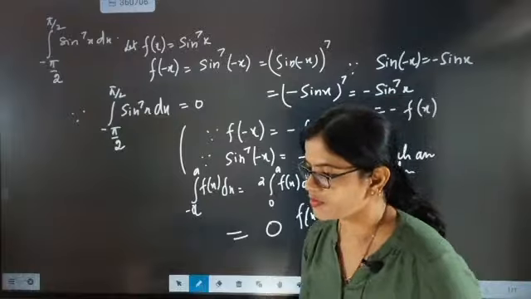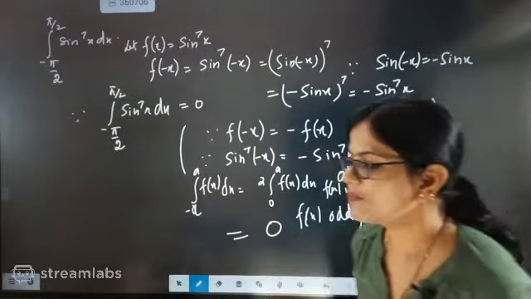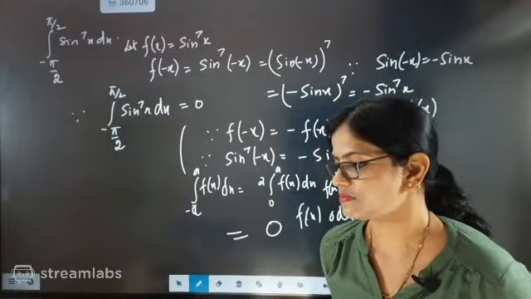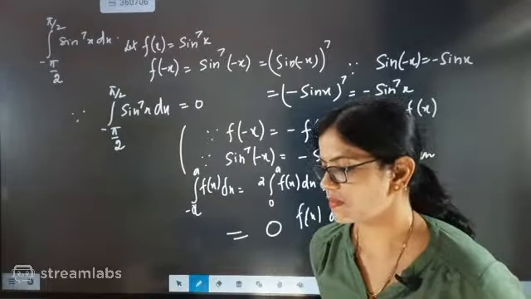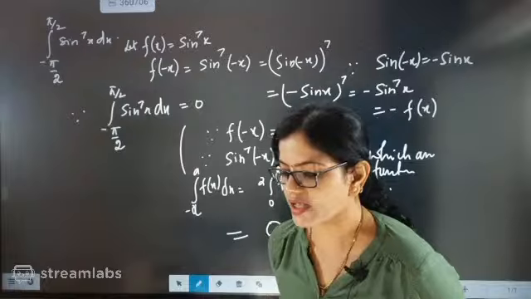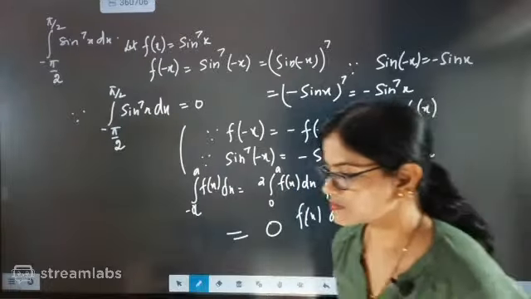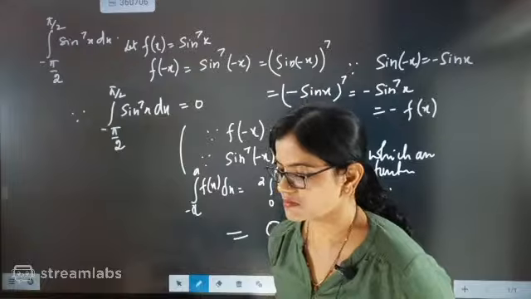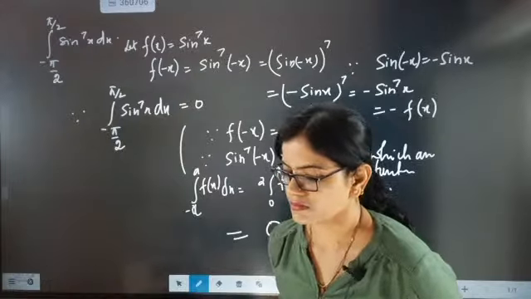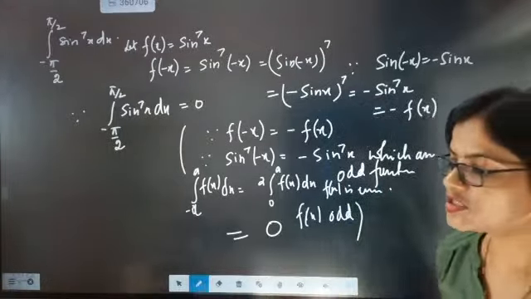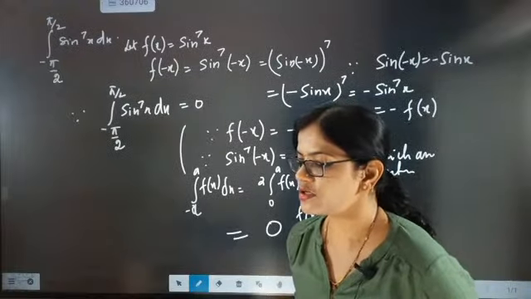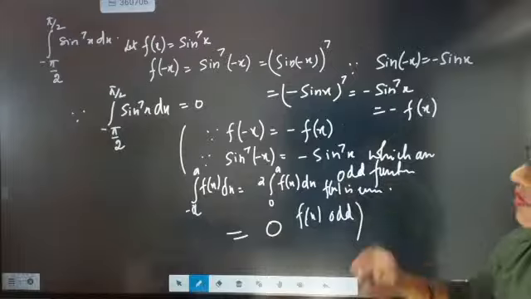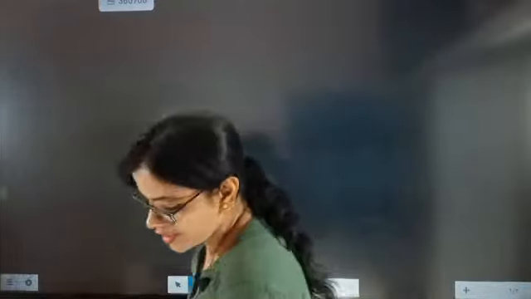So it is coming as 0 because it is going to be an odd function. I hope you might have understood this point. Understood? Fine. If you have understood this answer, we will go for the next question.